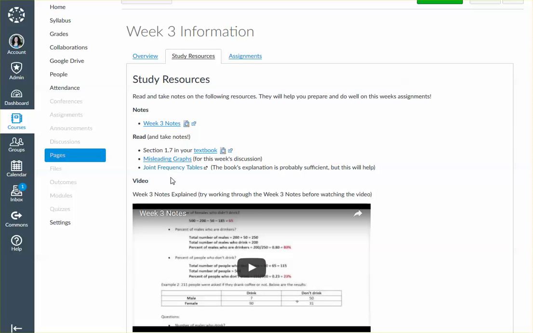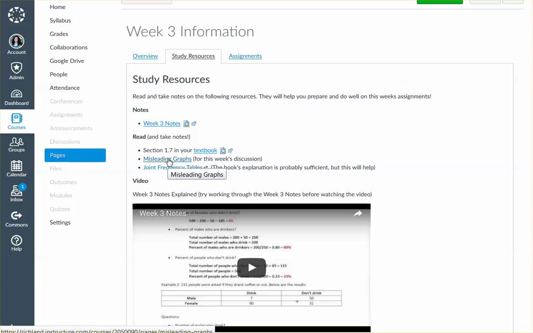Something else that will help with the quiz is section 1.7 in your textbook, and if you need a little extra help, the joint frequency tables. The textbook and my notes are probably enough, but if you need a little more in-depth explanation, definitely check out this section from the notes.